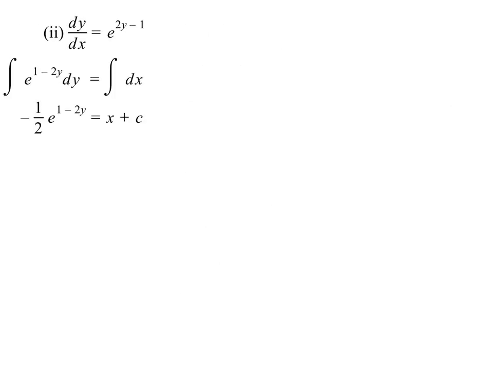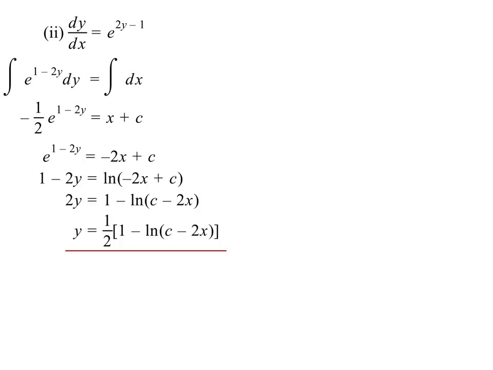Let's look at this one. Separate out. Now we want to make y the subject of all this. Okay, so let's play around with the algebra on that one. I'll get e to the power of 1 minus 2y as the subject first, then log both sides, and eventually there it is. y is a half of 1 minus log of some constant minus 2x.